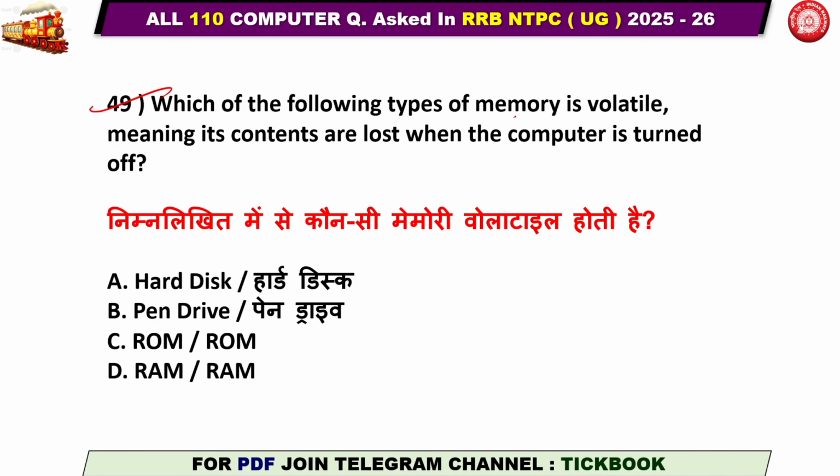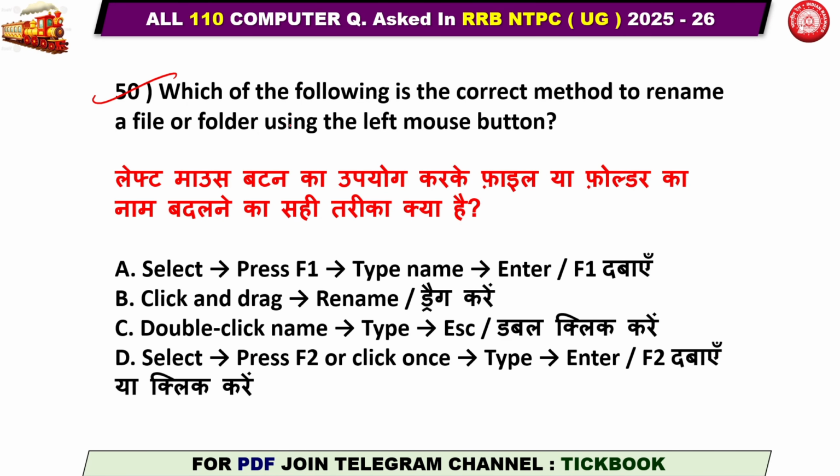49. Which of the following types of memory is volatile, meaning its contents are lost when the computer is turned off? Already we saw that. Here, option number D, RAM, is the right answer. Okay. 50. Which of the following is the correct method to rename a file or folder using the left mouse button? Option number D, select, press F2 or click once, type, enter, that's all.